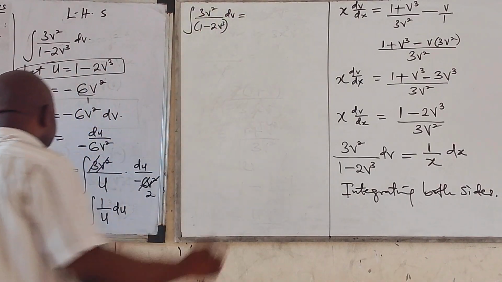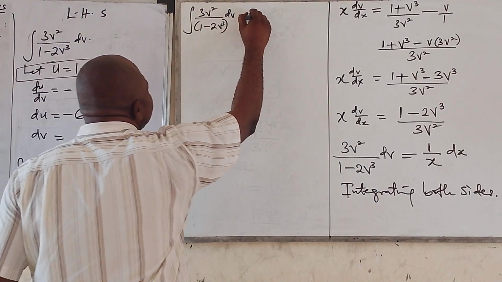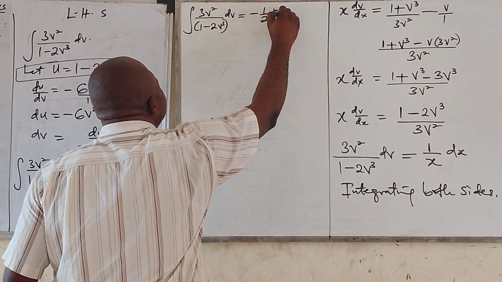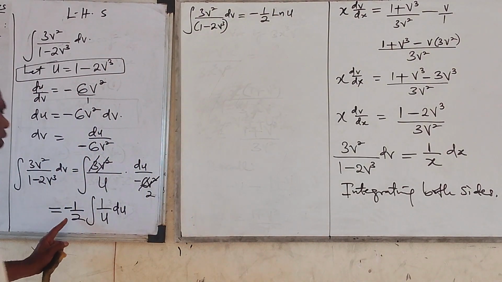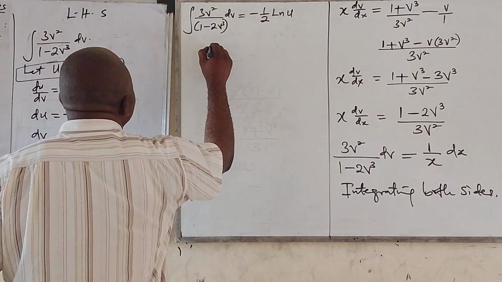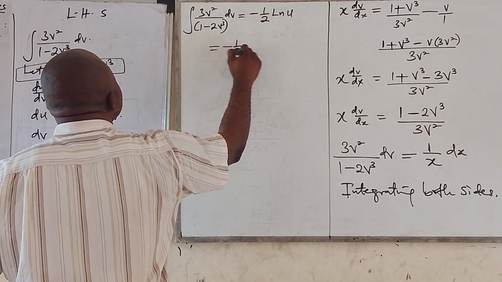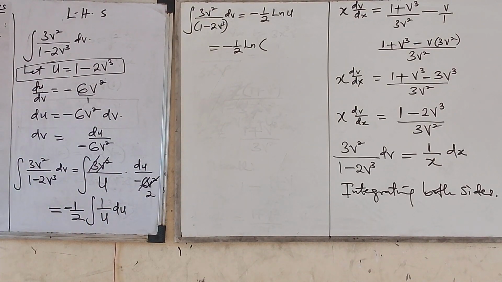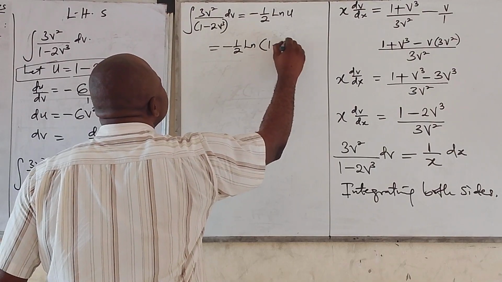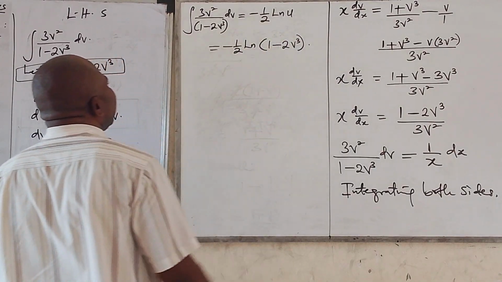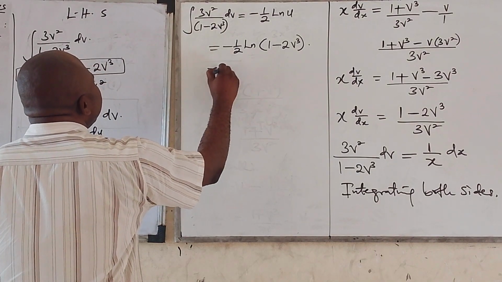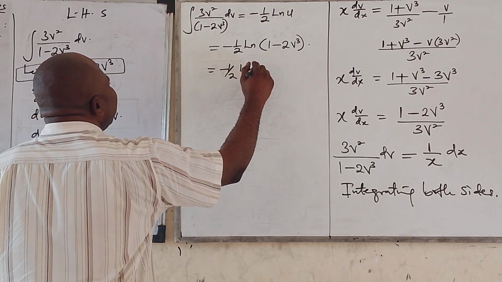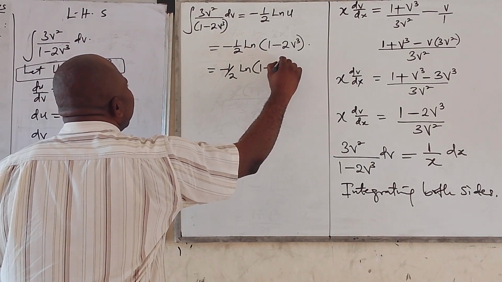The v will give us minus 1 all over 2 ln u, because when you integrate 1 over u, it gives ln u. So the whole of this will be equal to minus 1 all over 2 ln of the value of our u. And remember, u is 1 minus 2v raised to the power of 3. So this will be minus 1 over 2 ln 1 minus 2 in brackets the value of v.